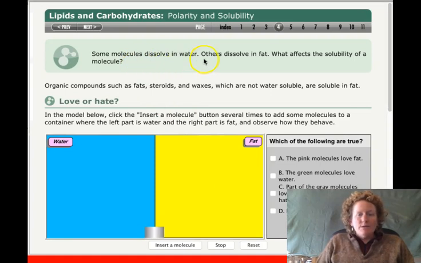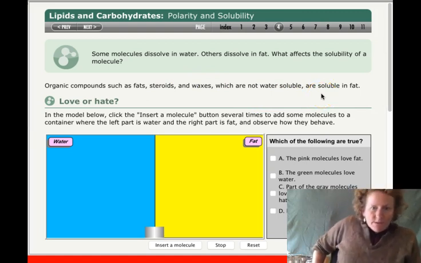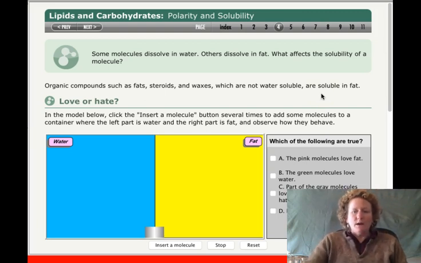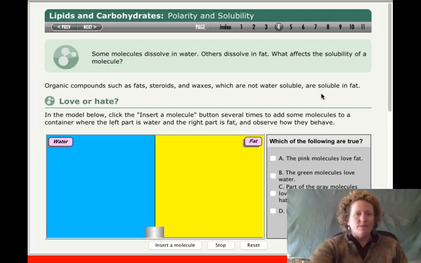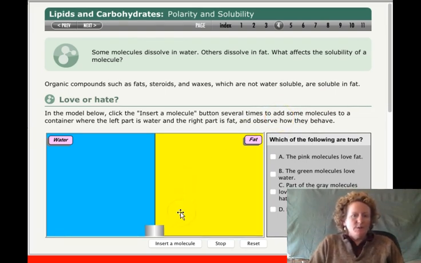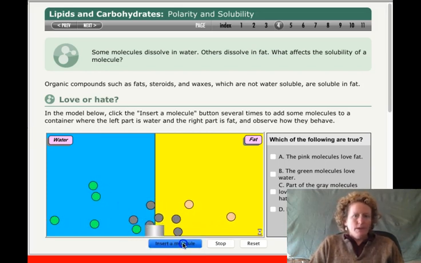Some molecules dissolve in water, others dissolve in fat. Let's look at what affects the solubility of a molecule. Organic compounds such as fats, steroids, and waxes, which are not water soluble, are soluble in fat. So lipids, fats, steroids, and waxes are not soluble in water, but they are soluble in other types of fat. So let's put in a bunch of molecules here and let's see where they like to hang out.